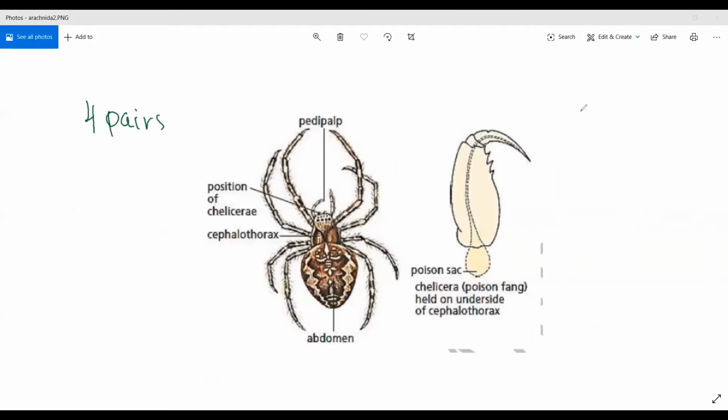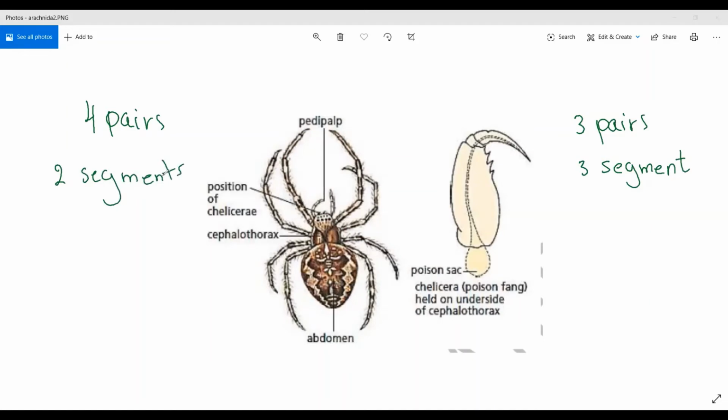Remember the insects, they had 3 pairs of jointed legs. Now, in the insects, I said that the body is divided into 3 segments, which were head, thorax, and abdomen. But here, look at the body parts. Only 2 segments. This is a segment, and this is a segment. In the insects, we have head and thorax separated from each other. But here, the head and the thorax are fused with each other. That's why we said that it has only 2 segments.